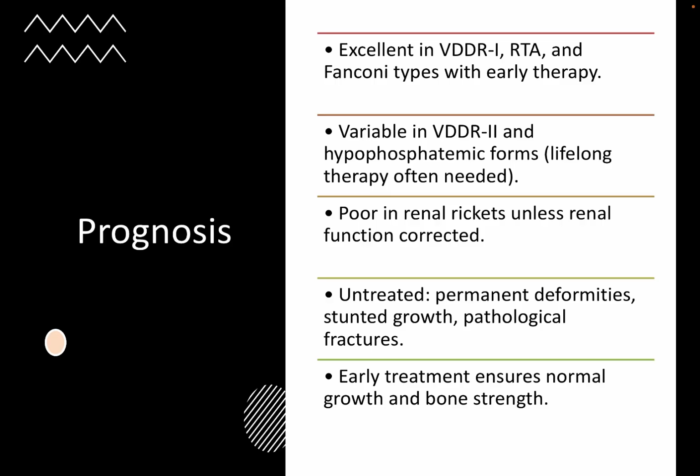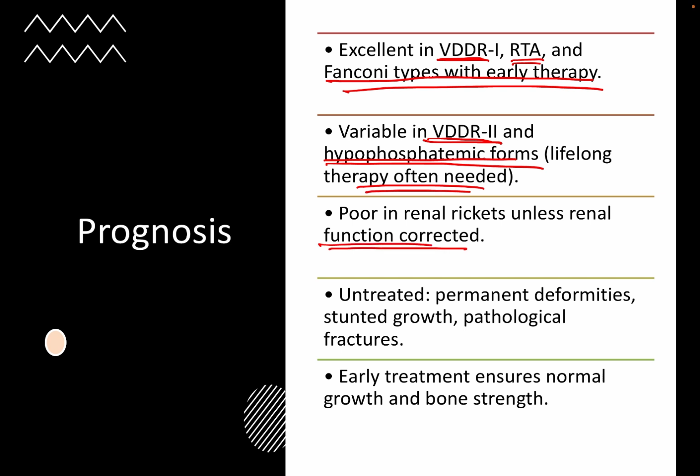Coming to the prognosis, it is excellent in vitamin D dependent rickets type 1, RTA and Fanconi types with early therapy. It is variable in vitamin D dependent rickets type 2, and for hypophosphatemic forms, lifelong therapy may be needed. It is poor in renal rickets unless renal function is corrected. In untreated cases, there will be permanent deformities, stunted growth, and pathological fractures. Early treatment ensures normal growth and bone strength.